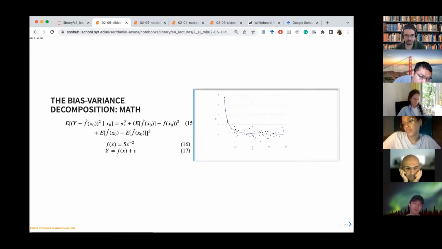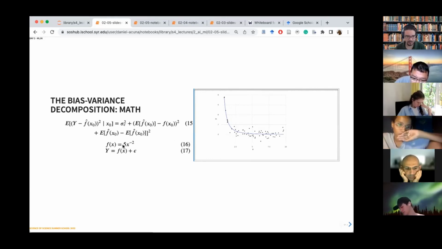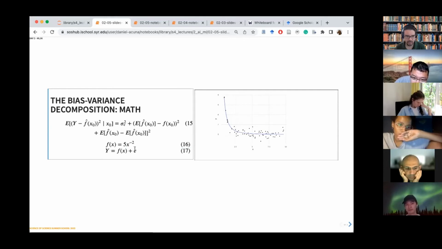I hope this works. So I have this. Imagine this is the data that we have. These dots are the data, and the underlying function is this exponential decaying, like a power law thing. So this is the function that is producing the data, but we're adding noise around it.